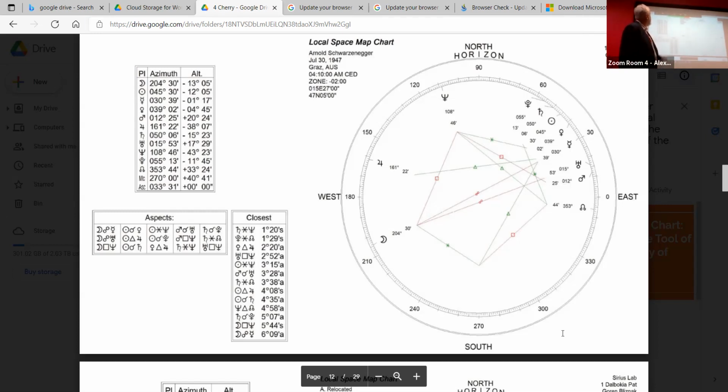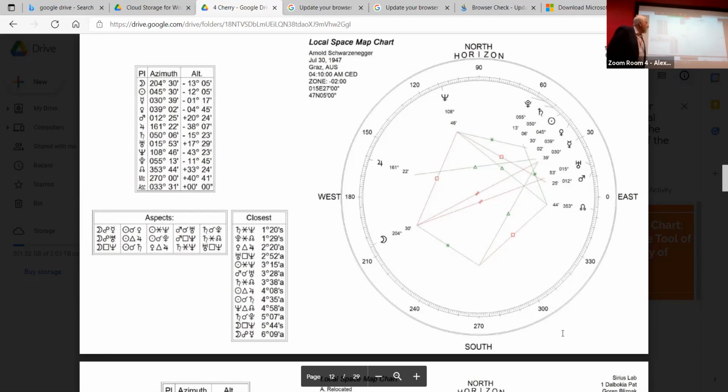And here you see the azimuths of all planets. And also the second very important coordinate is the altitude. Where is the planet? Is it high in the sky? Or is it low? Or is it on the horizon or below the horizon? And here we see the altitudes of the planets and the azimuth.